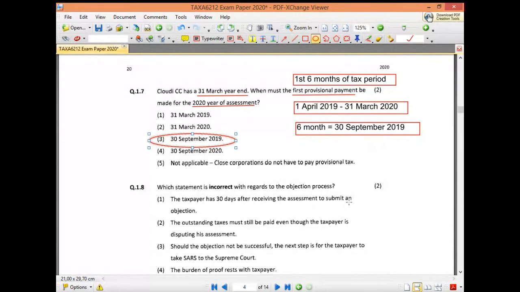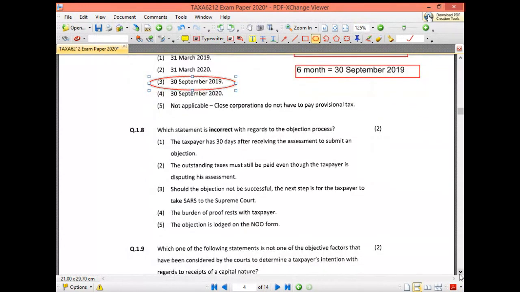Okay, and they tell the last option where they say it's not applicable, closed corporations do not have to pay provisional tax. That is incorrect. A closed corporation, just like a company, has to register for provisional tax. So they will pay it, but what could potentially be is if they've got a tax loss, they would pay R0 provisional tax. Okay, but the statement there at the end is incorrect.